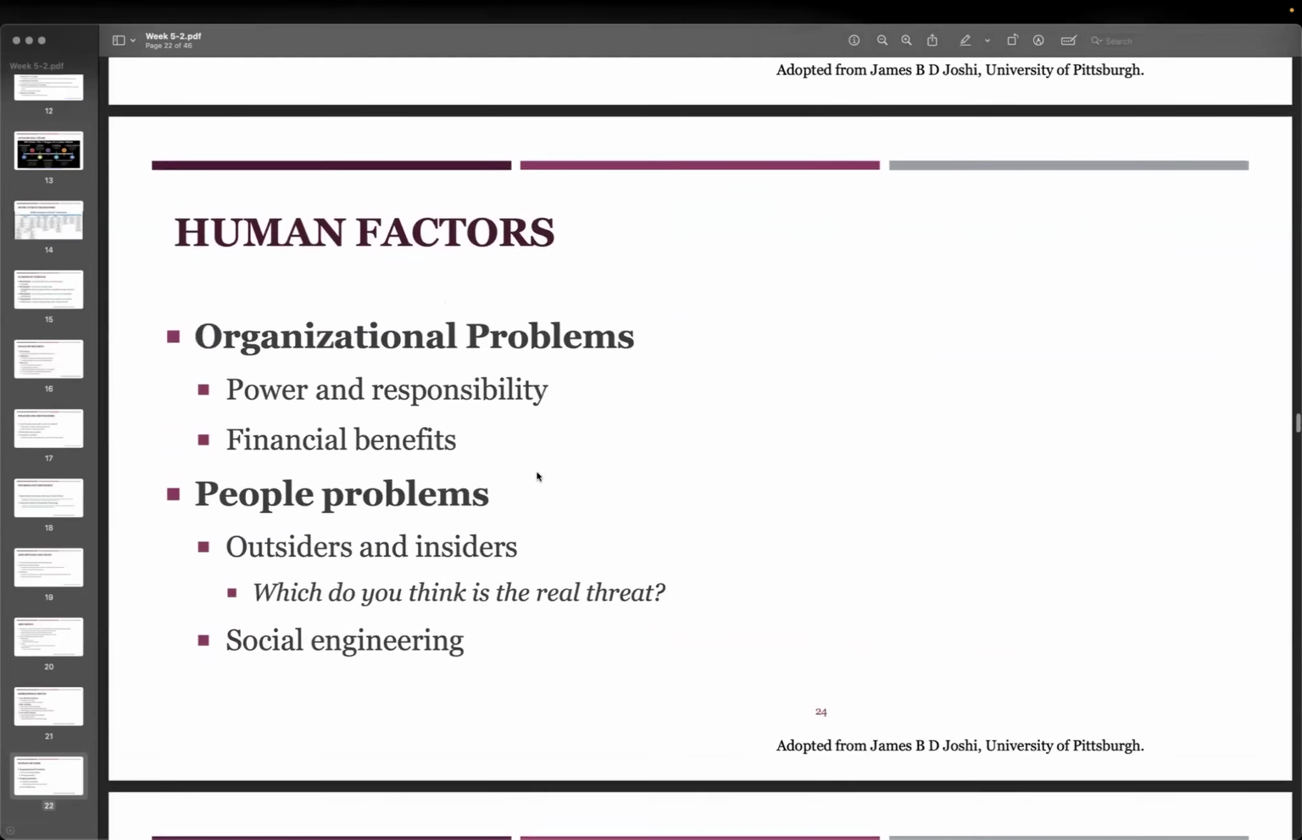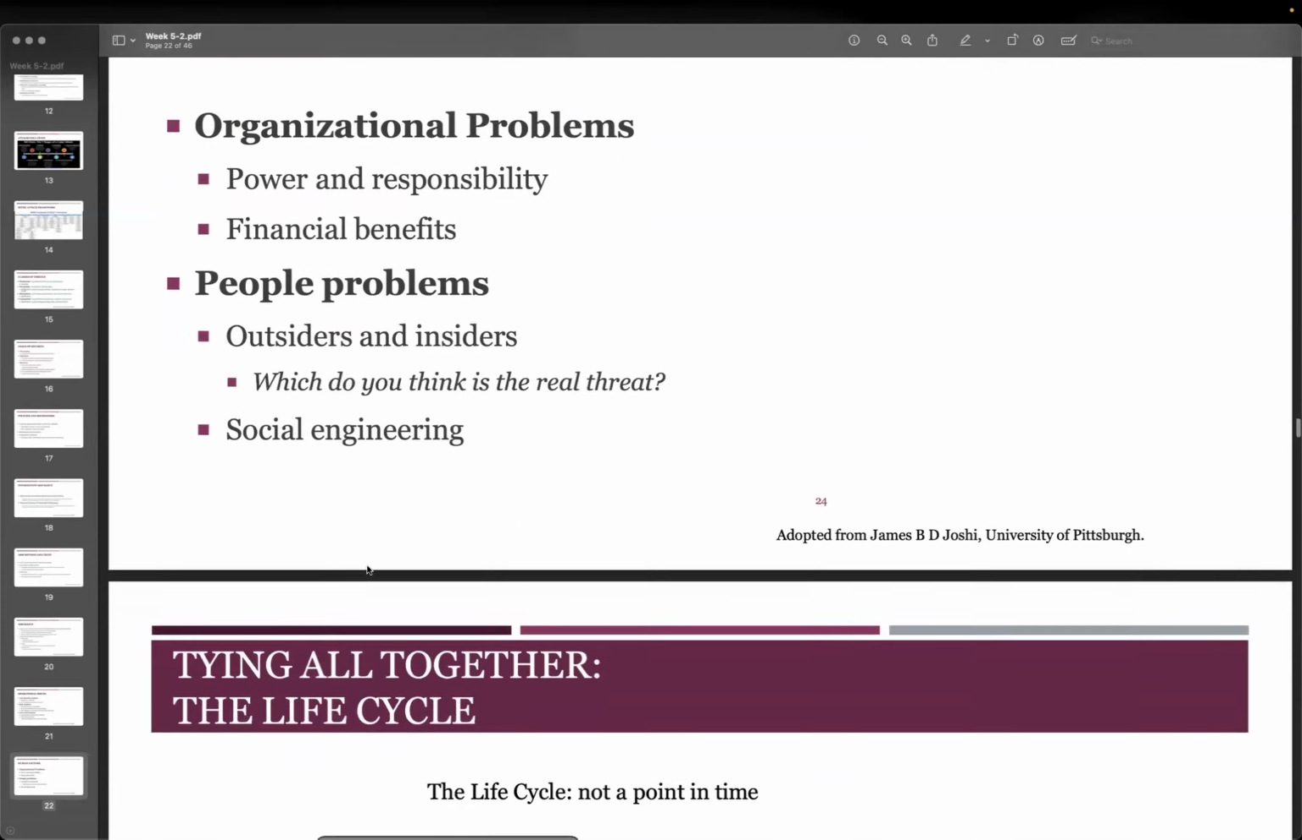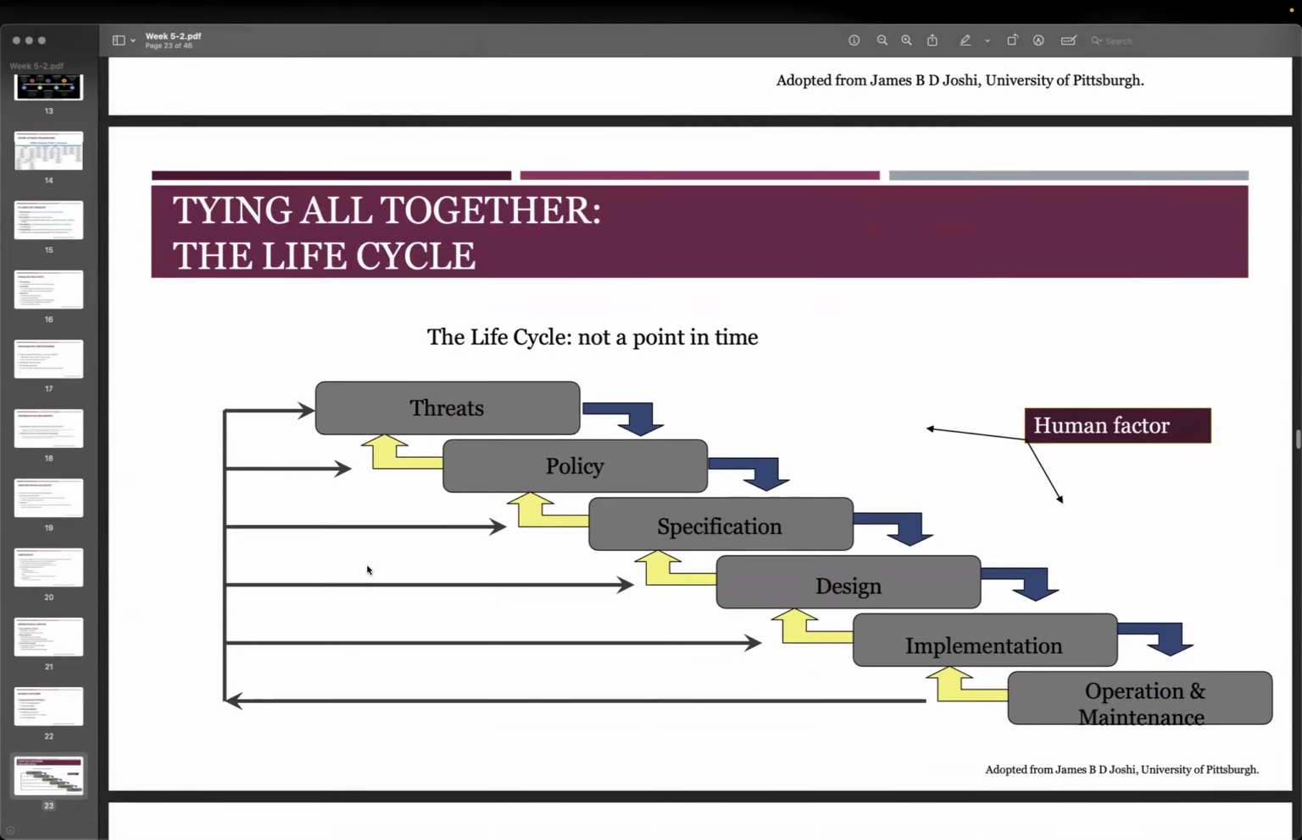And for the human factor, it includes the organizational problems, including their powers, responsibility, financial benefits, and people problems from outside and inside, like welfare or social engineering. All these constitute factors that will make cybersecurity change.